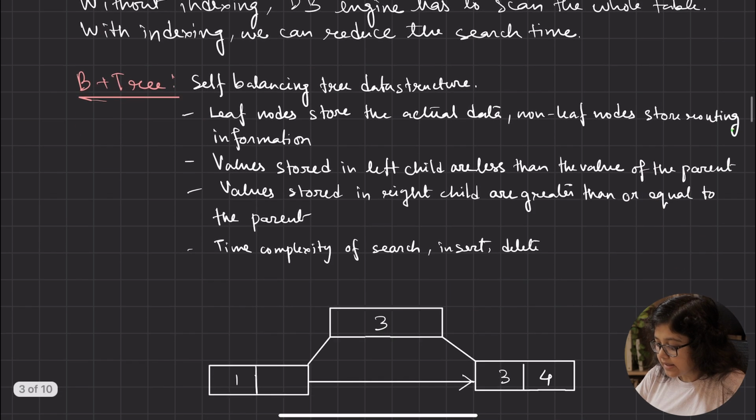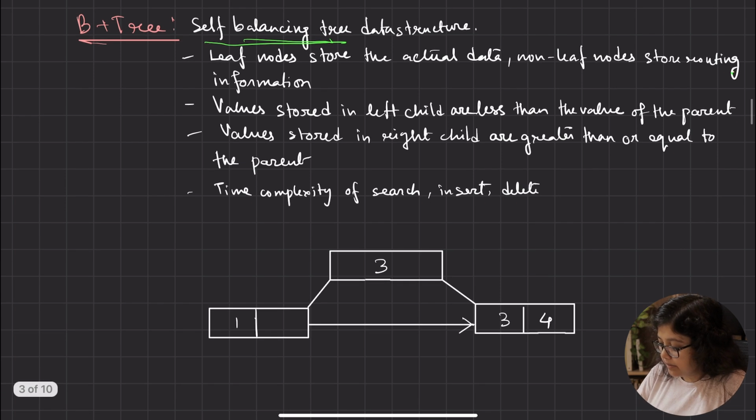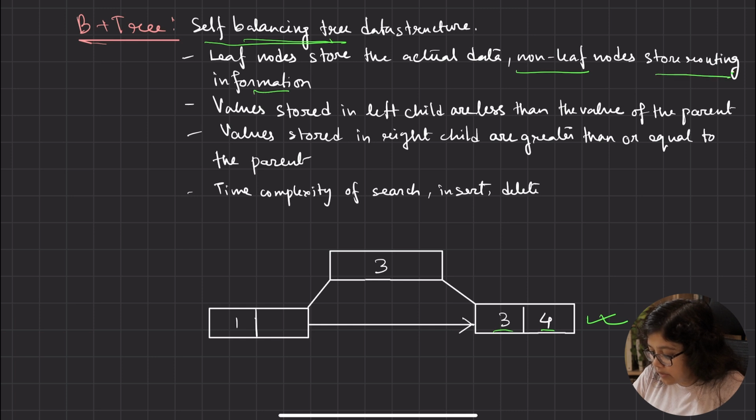B plus tree is a self-balancing tree data structure. Leaf nodes store the actual data. Here in this example, we can see that these are the leaf nodes and they are storing the actual data, and non-leaf nodes store the routing information.